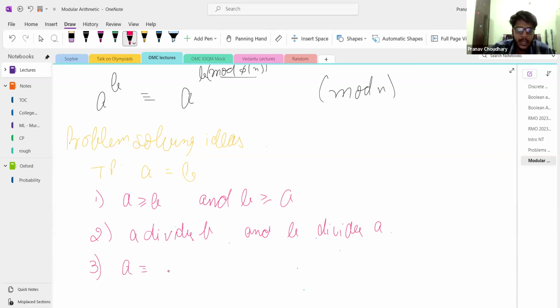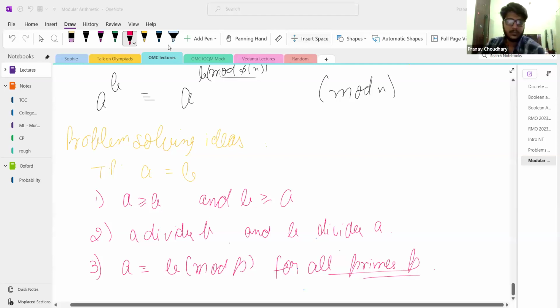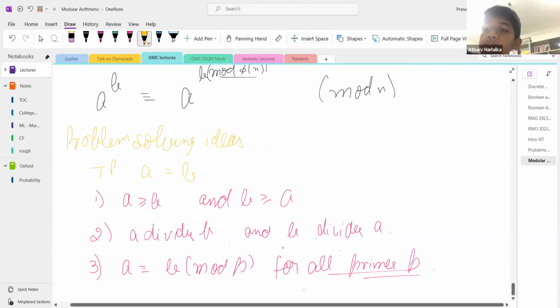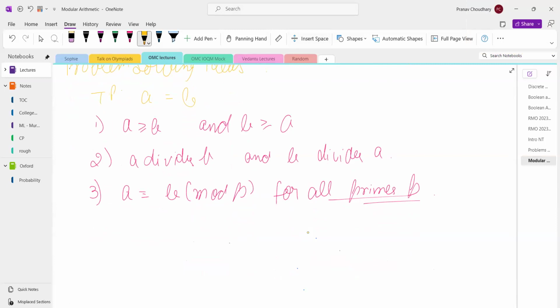The third way is the one related to our class. If I prove A is congruent to B modulo P, where P is a prime, let's say, because it's easier to work with primes, for all primes P, then A equals B. Do people see why that is true? That's because for all primes P, A minus B is divisible by P. But the only number which is divisible by all primes is 0. So A minus B would end up being equal to 0, so A is equal to B.